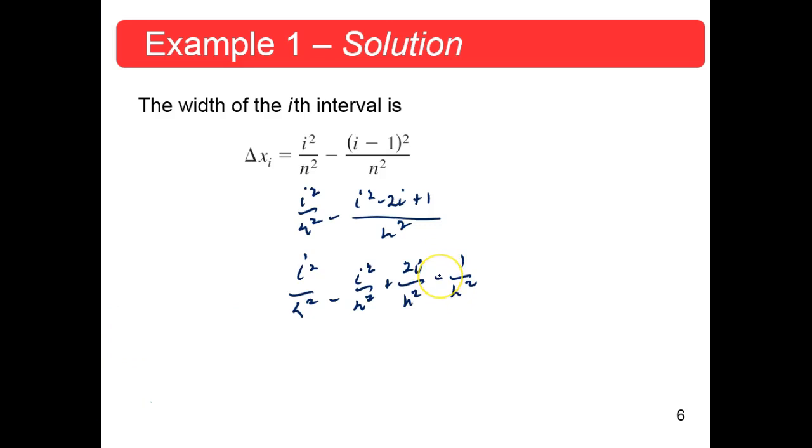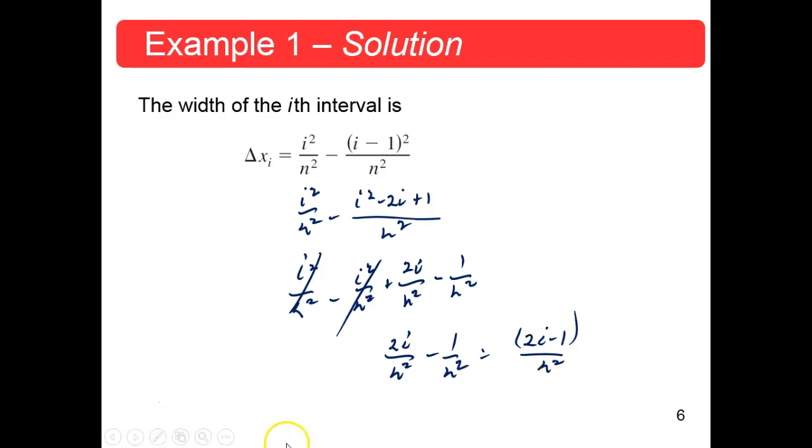Okay. Yeah, the minus here changed this to a minus, that to a plus. It should have changed that to a minus too. Okay? So what we see, these two go out, and then what you have is just 2i over n squared minus 1 over n squared. So that's the width of the interval, which you could call 2i minus 1 over n squared, if you wanted to do it that way. Okay, there's the width of the interval.